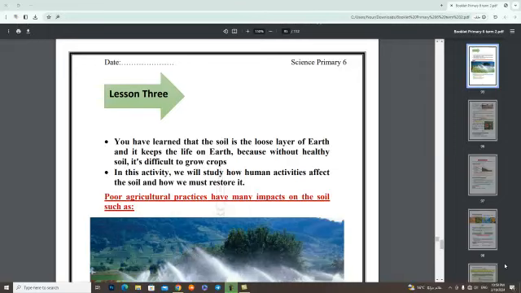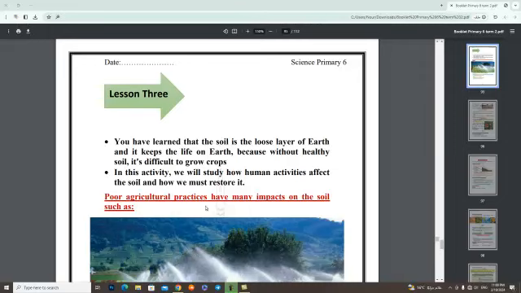We will start with lesson 3, concept 2 in unit 4. You have learned that the soil is the loose layer of earth and it keeps the life on earth, because without healthy soil it's difficult to grow crops. In this activity we will study how human activities affect the soil and how we must restore it.